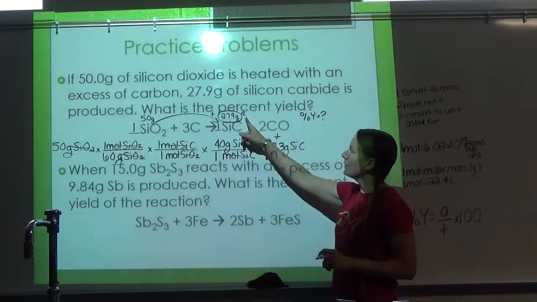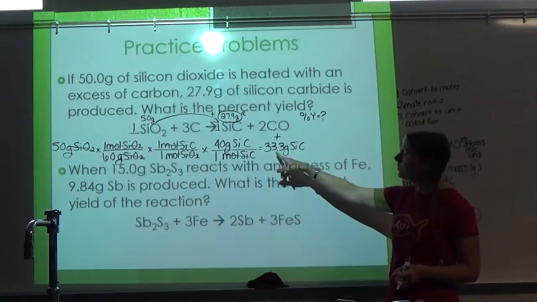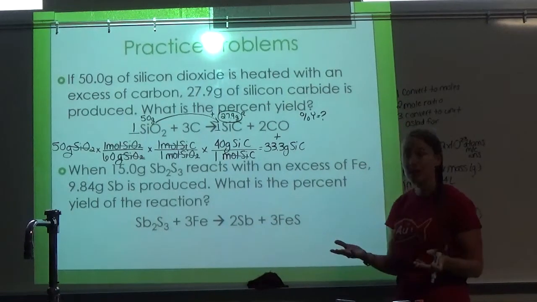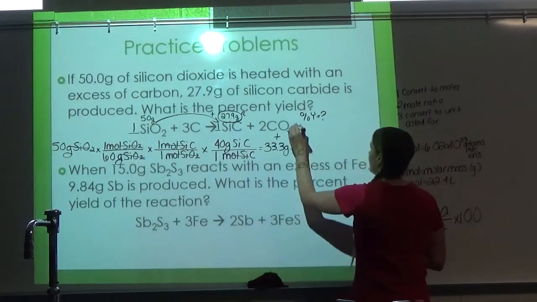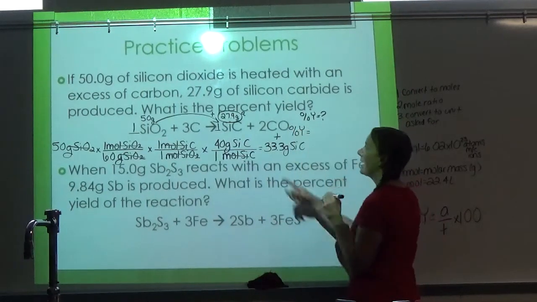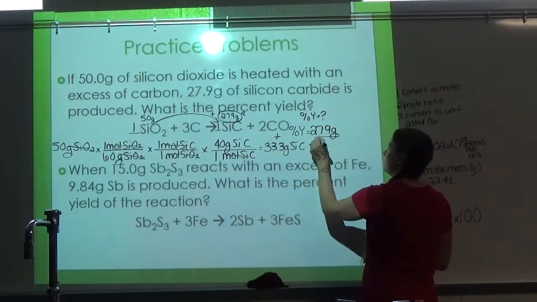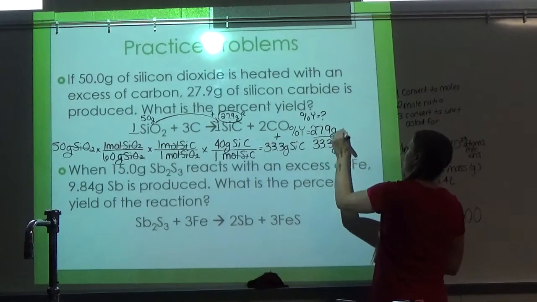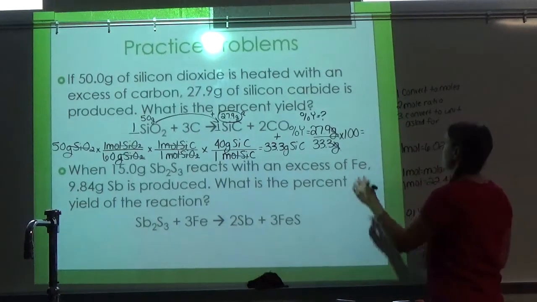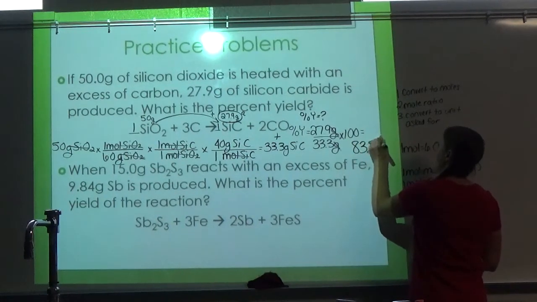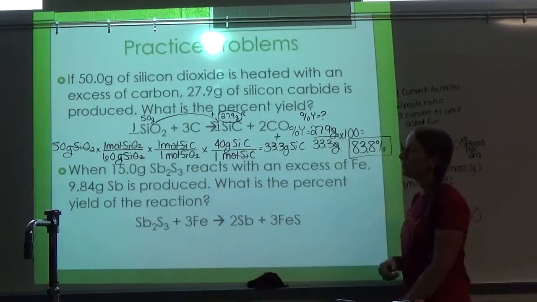Okay, so now I have that we actually made 27.9 grams. If we were perfect, in a perfect world, we should have made 33.3 grams. Alright, so last step is to follow my formula. Percent yield is actual over theoretical times 100. So my actual is 27.9 grams over my theoretical, which was 33.3 grams, times 100. Grams will cancel, and so I get 83.8, and my unit is percent. Okay, so not quite as good of a yield as we got in the previous problem.